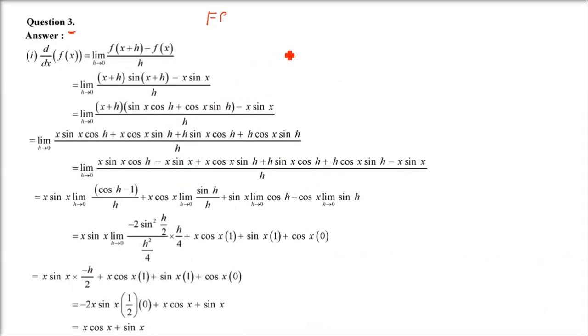So let me take you to the actual question here, which is f(x) equals x sin x.